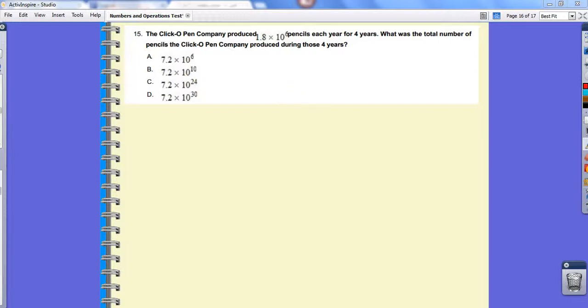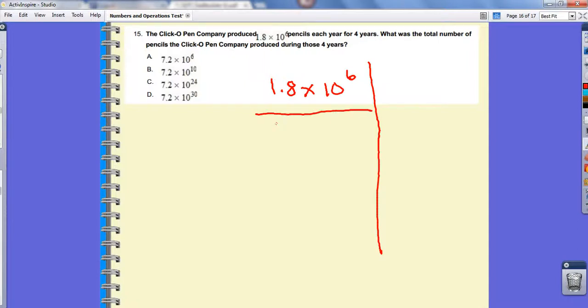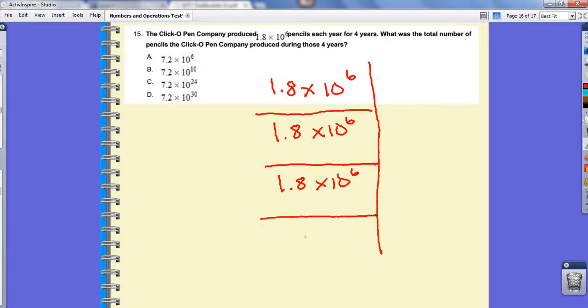Okay, I know that in 1 year they did 1.8 times 10 to the 6th. That's in 1 year. So then if I look at it in another year, they did another 1.8 times 10 to the 6th. Then in another year, they did the same thing. And then in 4, they want to know in 4 years, 1.8 times 10 to the 6th. And if I want to look at this a couple different ways, I can say, okay, what is 1.8 times 10 to the 6th in standard form?